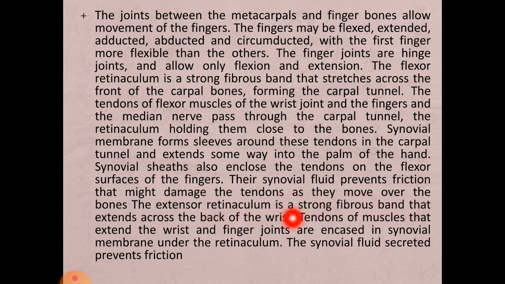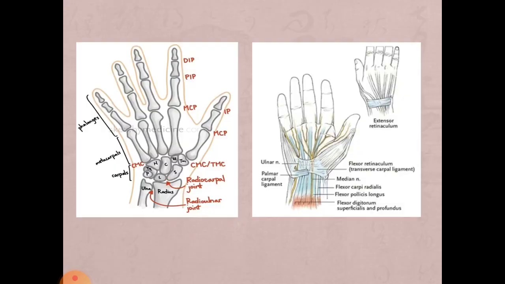The extensor retinaculum is a strong fibrous band that extends across the back of the wrist. Tendons of the muscles that extend the wrist and the finger joints are encased in the synovial membrane under the retinaculum. The synovial fluid secreted prevents friction. As we have discussed earlier, the function of the synovial fluid is to prevent friction.